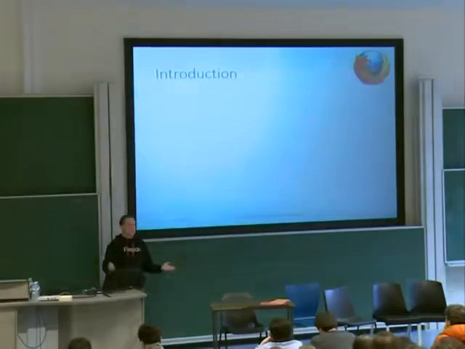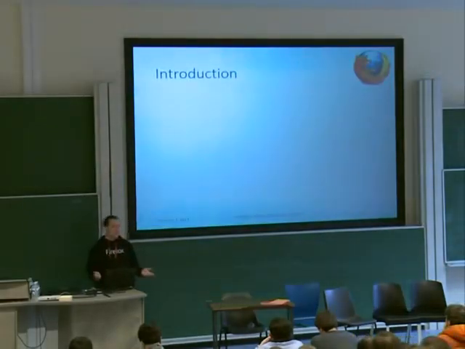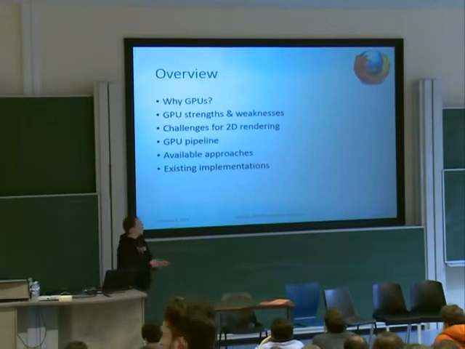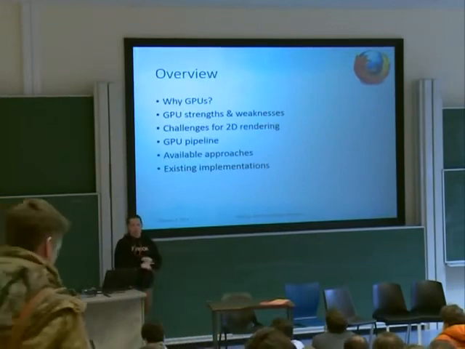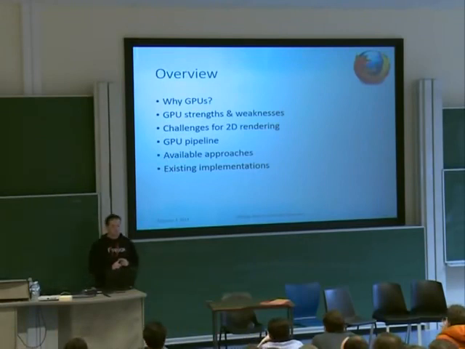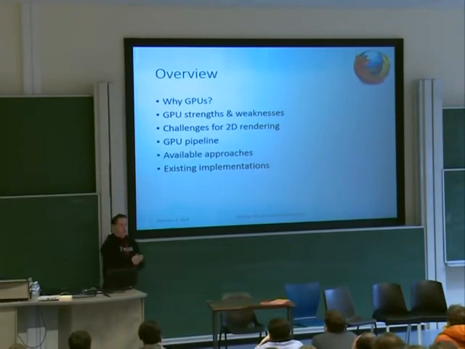The market and the technology in this area moves very fast. I'm going to make a couple of statements. If any of those turn out to be outdated, I'm sorry. Right. So, what am I going to talk about? I'm going to talk about why we want to use GPUs. I'm going to talk about the strengths and weaknesses of them, the challenges for 2D rendering, what the GPU pipeline looks like, the available approaches we can take when doing 2D rendering with GPUs or GPU-assisted 2D rendering, and existing implementations that are out there.